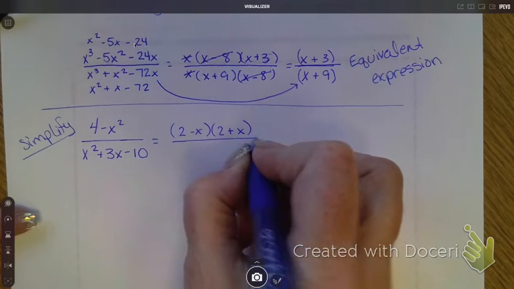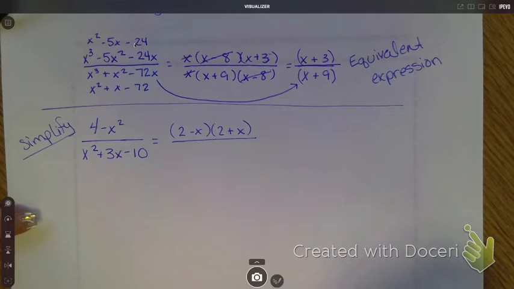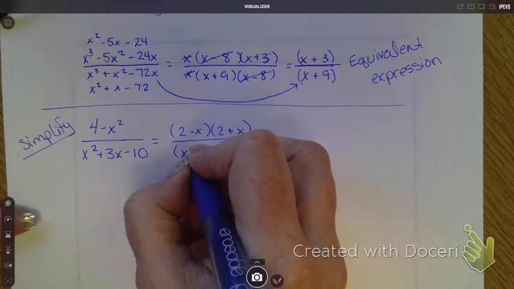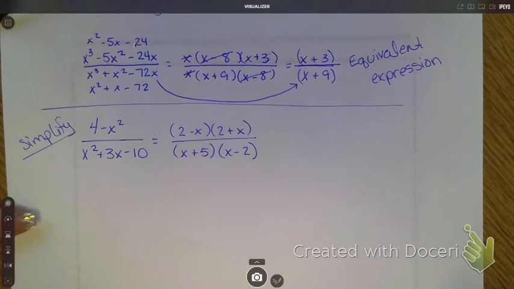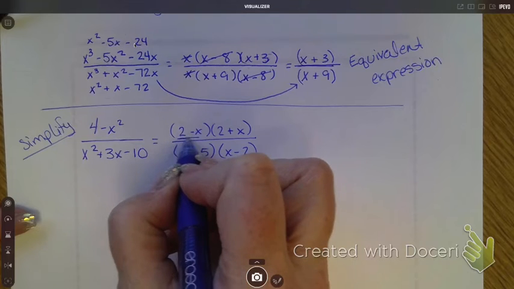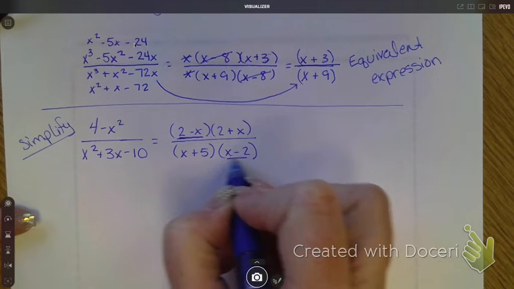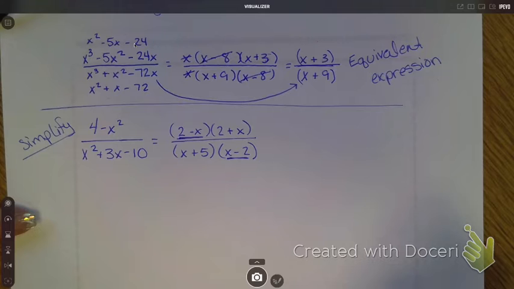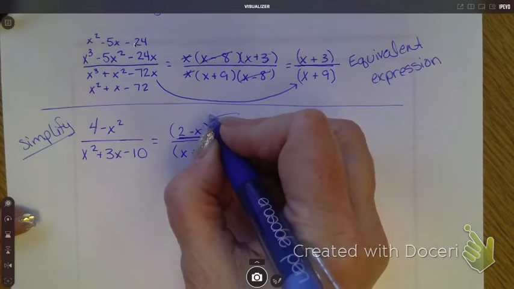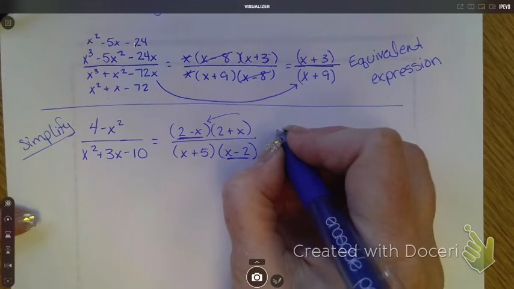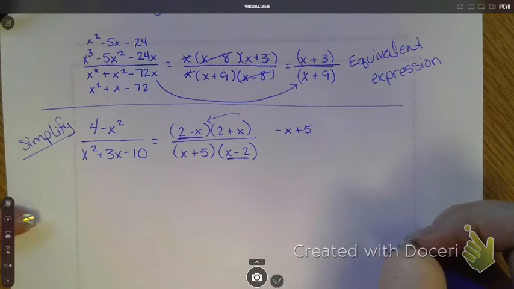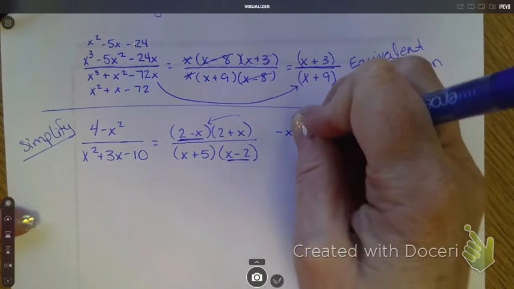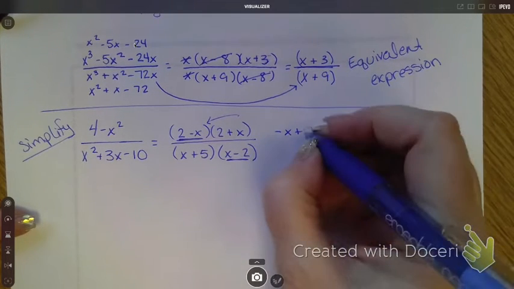And I'm going to show you something. Can you factor the bottom? 5 and 2. So x plus 5 and x minus 2. So here's your trick. Because you want to reduce this and this, correct? But are they exactly the same? No. So what you can do with this right here is rewrite it as negative x plus 2. Evidently my 2s are 5s today.